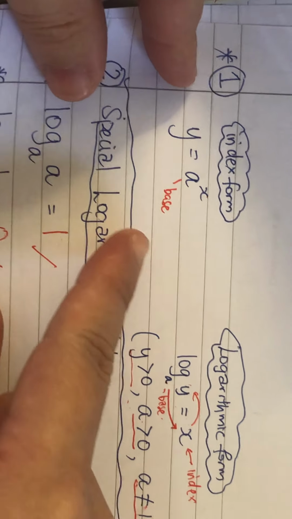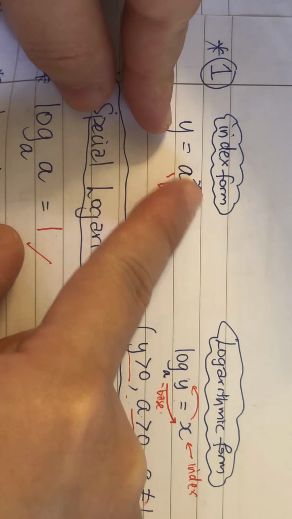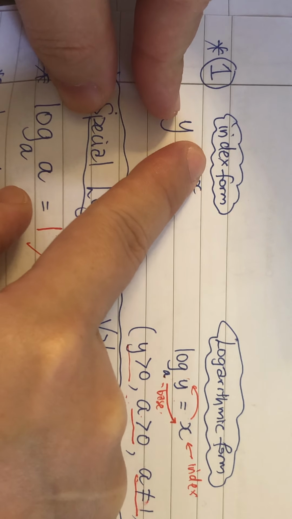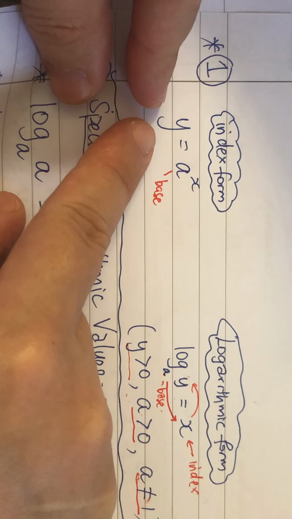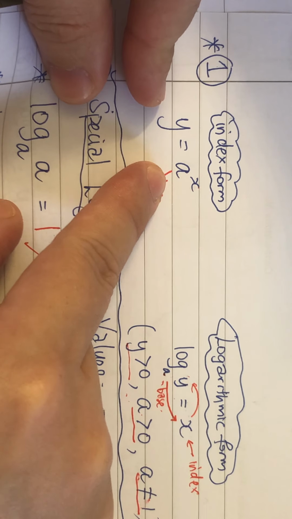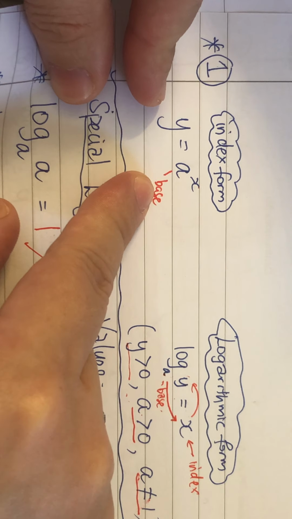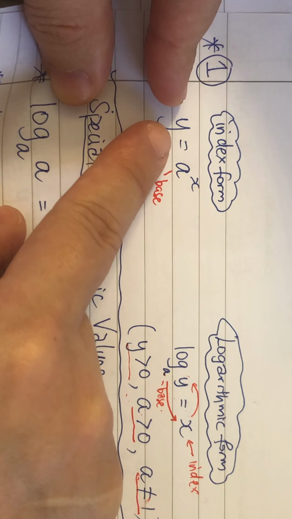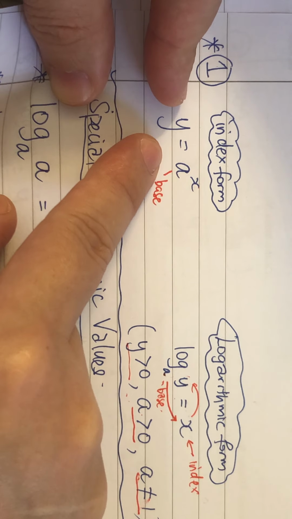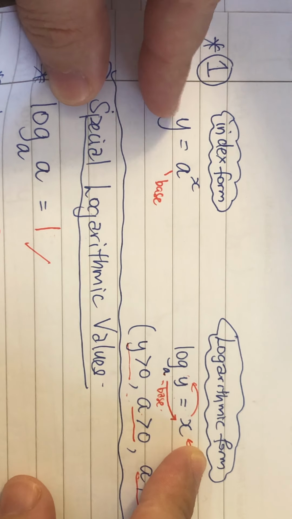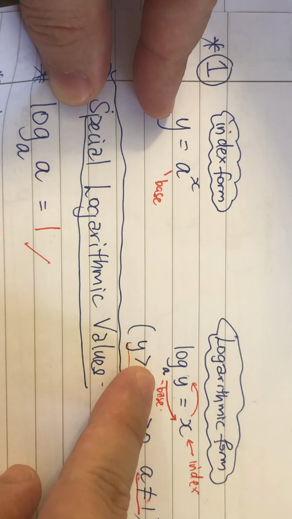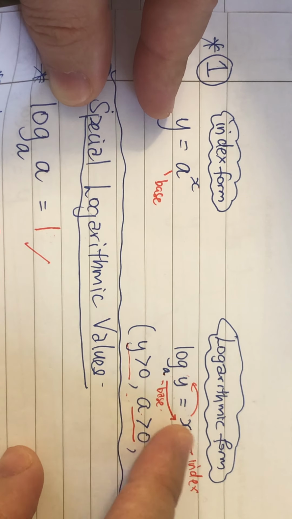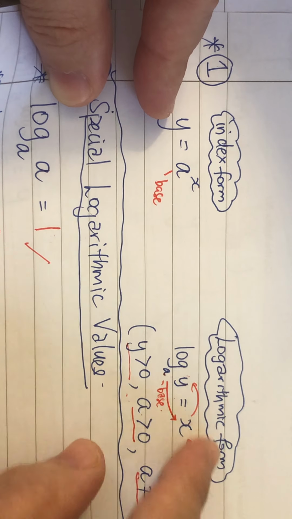Now, very importantly, you need to know that a logarithm is the inverse function of the exponential, or what we call the index form. If I write y equals a to the power x, this a is the base, this x is the exponent or the index, and of course this y is your answer. If I change this index form to a logarithmic form, then my base is written here, this x is my index, and this y is my answer.